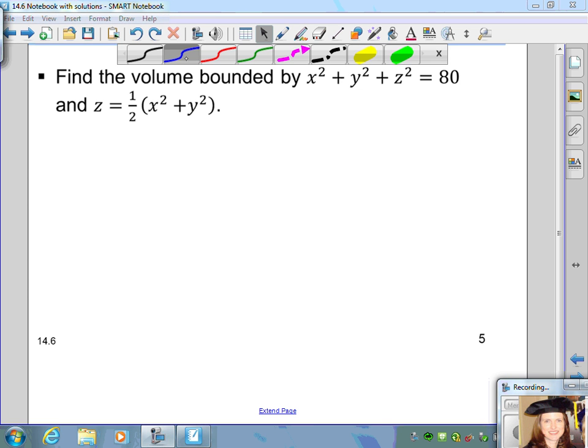The first graph here, x squared plus y squared plus z squared equals 80, that's a sphere. It's centered at the origin, and the radius of that sphere is the square root of 80. And z equals 1/2 of the quantity x squared plus y squared, that's a paraboloid. And the vertex of that paraboloid is at the origin.